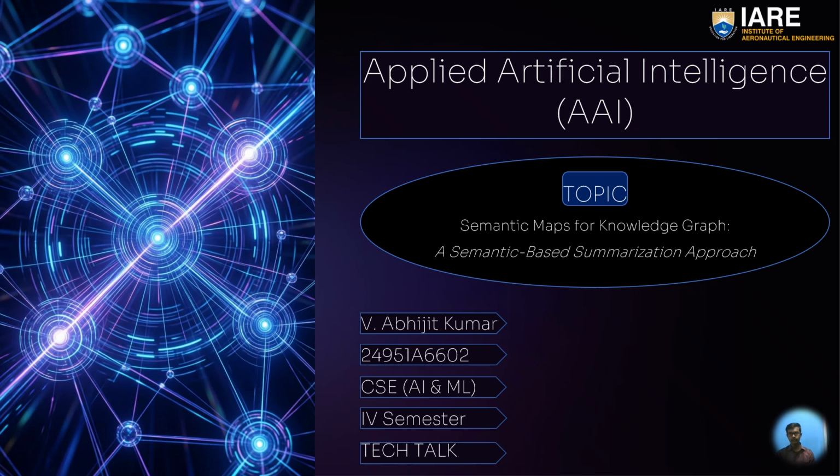My name is V. Abhijit Kumar. My roll number is 24951A6602. I'm studying in CSE AI and ML, that is Computer Science and Engineering, with the specialization of Artificial Intelligence and Machine Learning, 4th semester, Institute of Aeronautical Engineering.